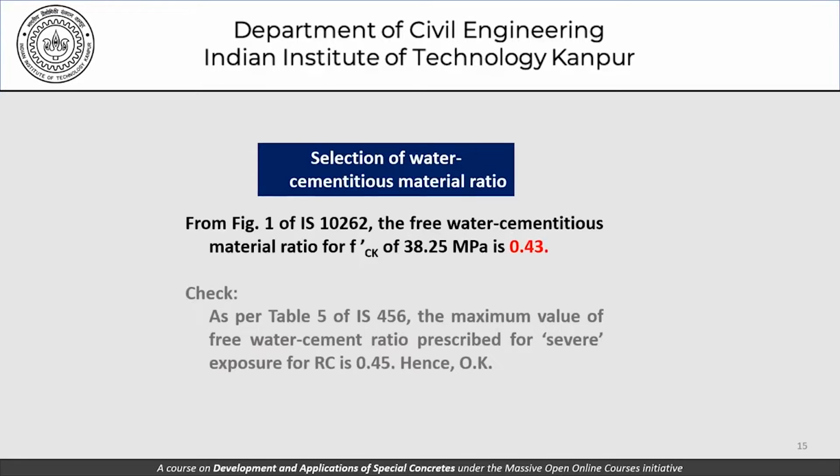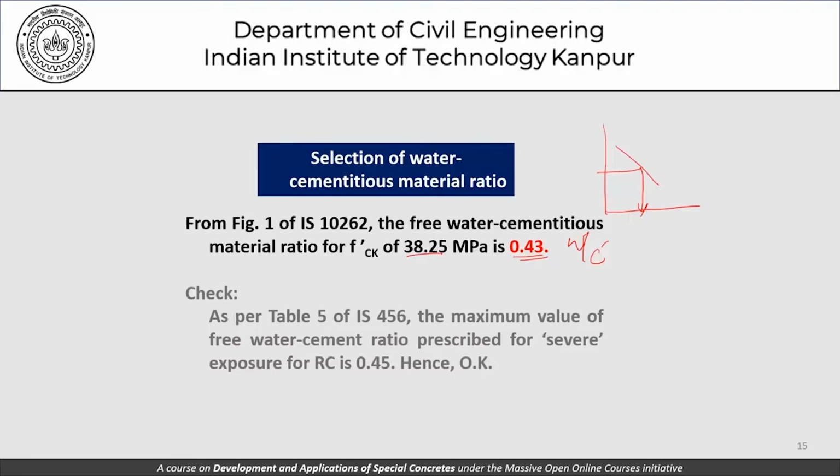Then the next step here is to find out the water cementitious material ratio. So see, we are not trying to determine the water first, we are trying to determine the water cementitious material ratio. And if some data or some guideline is available to us for a given strength, how much is the water cement ratio or the water cementitious material ratio that we need, then it's a very straightforward exercise. If we do that for 38.25, which was our target mean strength, we find that the water cementitious material ratio is 0.43.